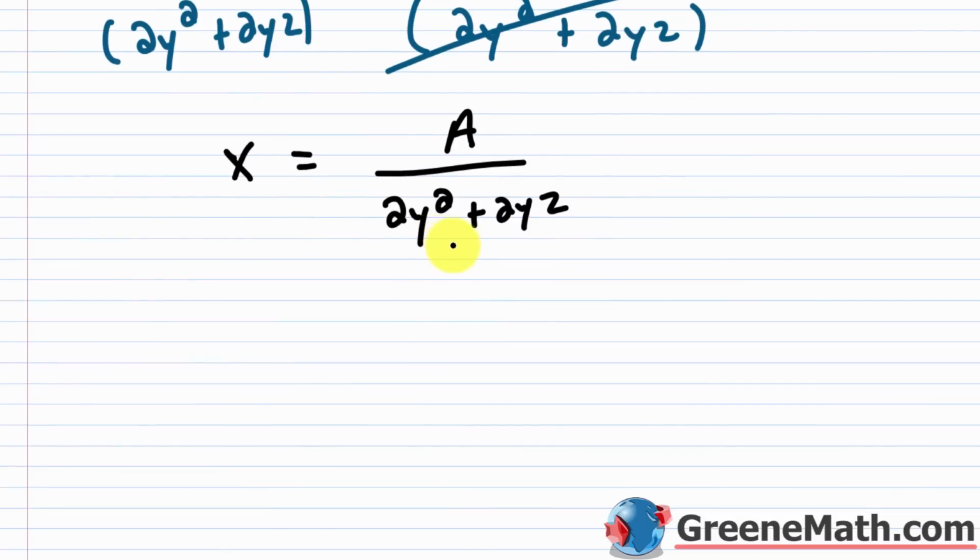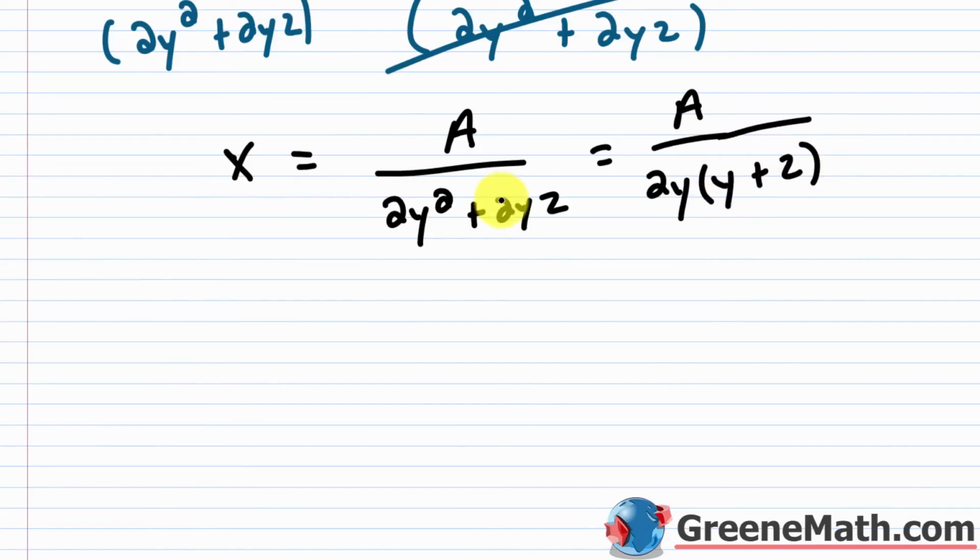And then, of course, you might want to report an answer with a factored denominator. This is completely optional. It's really up to your teacher. I'm going to put A over, from the denominator here, I'm going to factor out a 2y. And I'm just going to have y plus z inside. So again, either of these answers would be acceptable if you're doing self-study. If you're in a course, then just ask your teacher what they prefer.